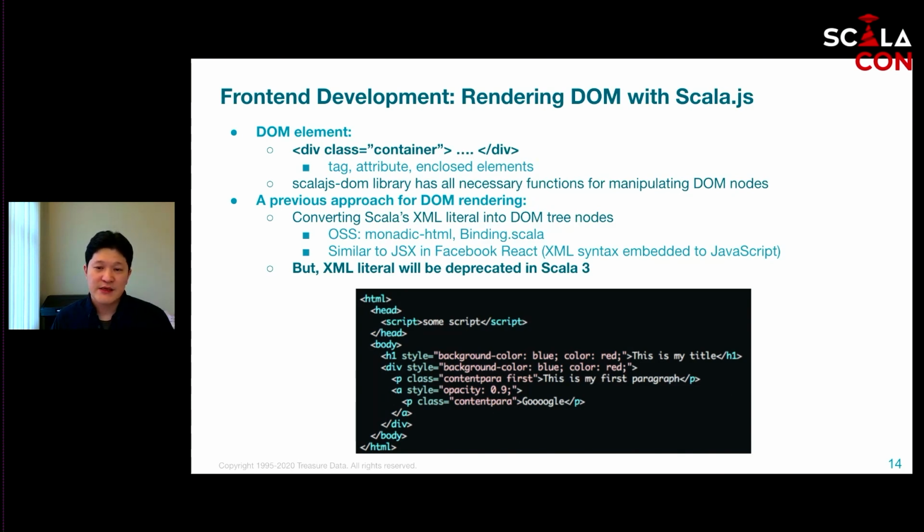There is a previous approach for rendering DOMs using Scala's XML literal for building DOM tree nodes, like several open source libraries such as Monolith HTML and Binding.Scala. This approach is very similar to JSX, if you know about Facebook React, which embeds XML syntax into JavaScript code. This XML document is actually valid Scala syntax in Scala 2, but this XML literal support will be deprecated in Scala 3. So we need another approach.